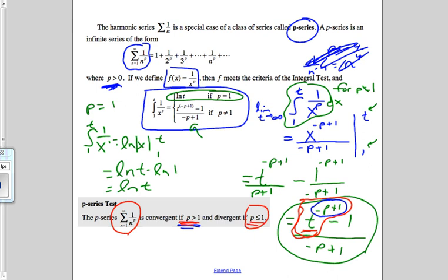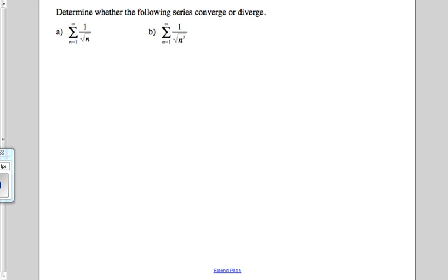And if you need more proof of that, I think the easiest thing to do would be to look at two cases. And I think those cases are coming up right now, right here. I'm going to use our p-series test and then show the integration so that you can really see why.